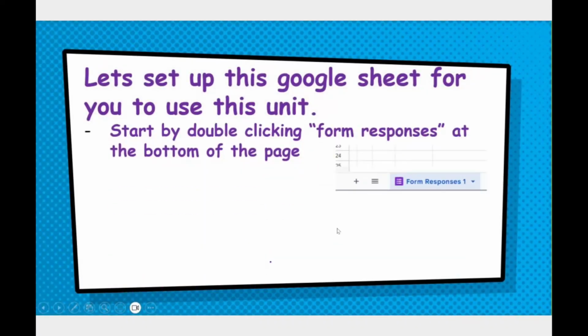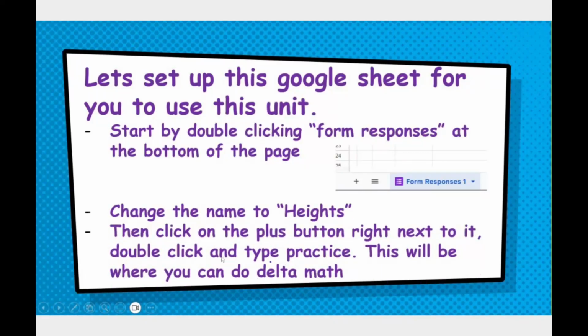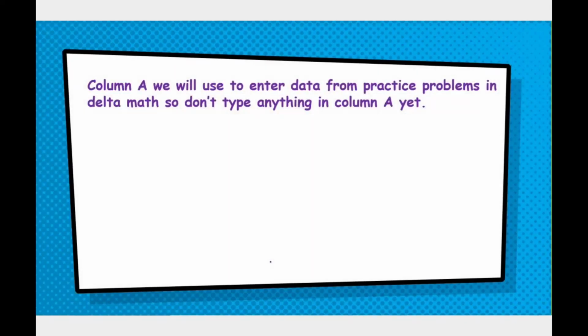Okay, lastly, I want to set up this Google Sheet for you to use this unit. So we're going to start by clicking at the bottom of the page where it says the form responses, I guess. And we're going to change the name to Heights. I think we already did that. And then we're going to click the plus button on the right next to it, double click, and type practice. This is where we're going to be so we can do Delta Math and stuff like that.